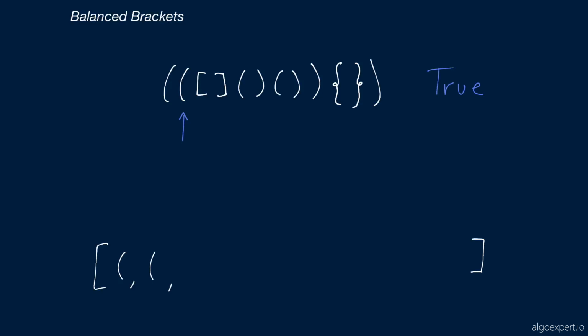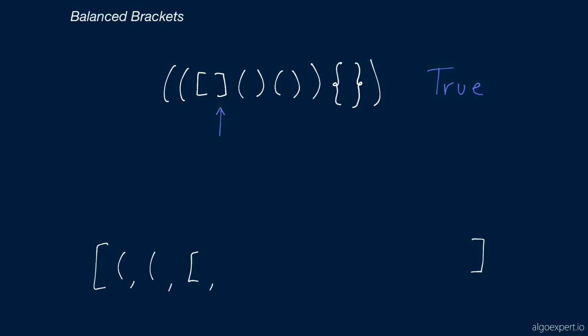Keep moving forward, and we see that we have another opening bracket. It's a square bracket this time, so we can put it in the stack. And now things get interesting, because the next character in the string is a closing bracket, and it happens to be a closing square bracket.